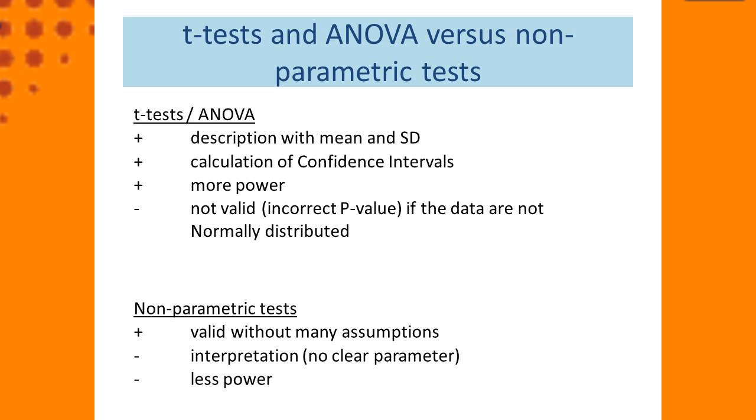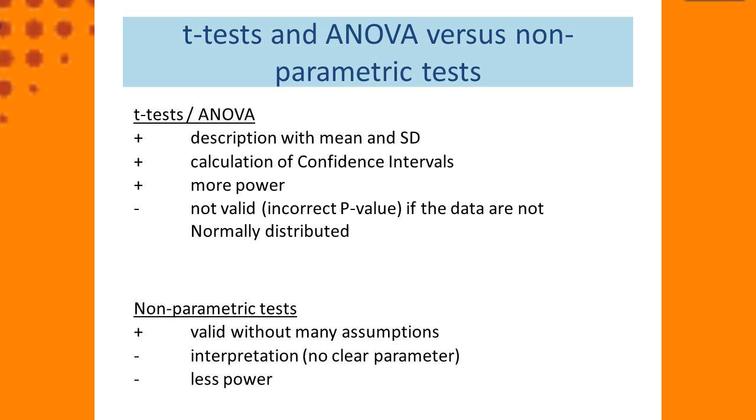For non-parametric tests, there is an advantage that you can use it for many distributions. It's valid without many assumptions. But disadvantages are that the interpretation is not that clear, there is no clear parameter, and they have less power than parametric tests.